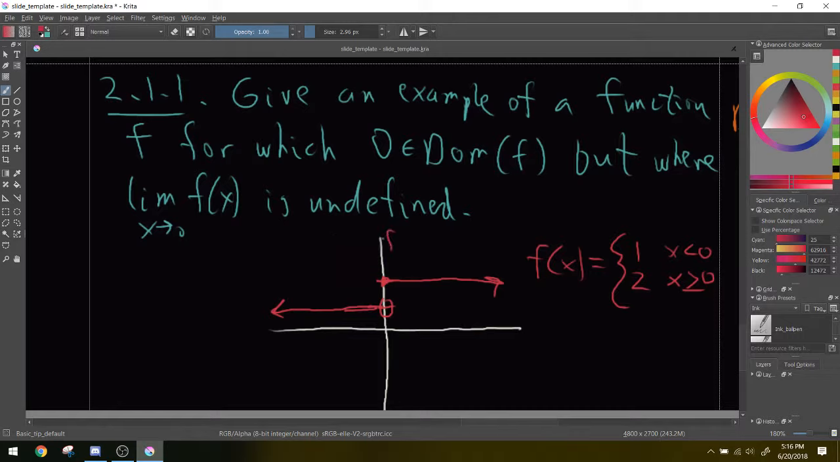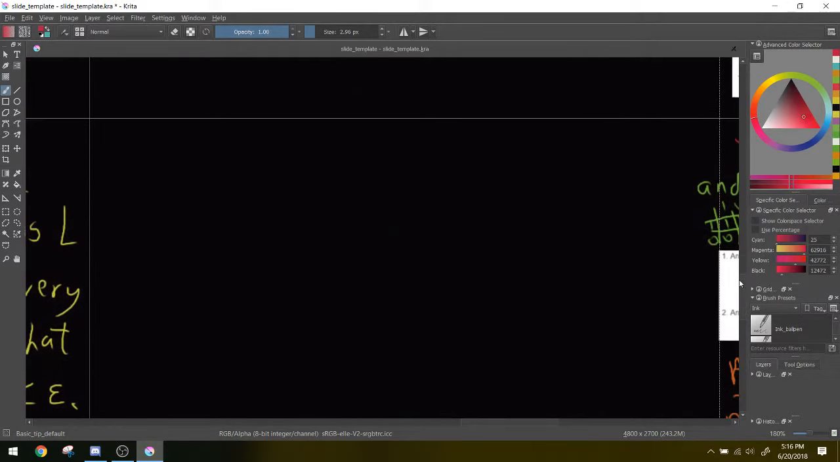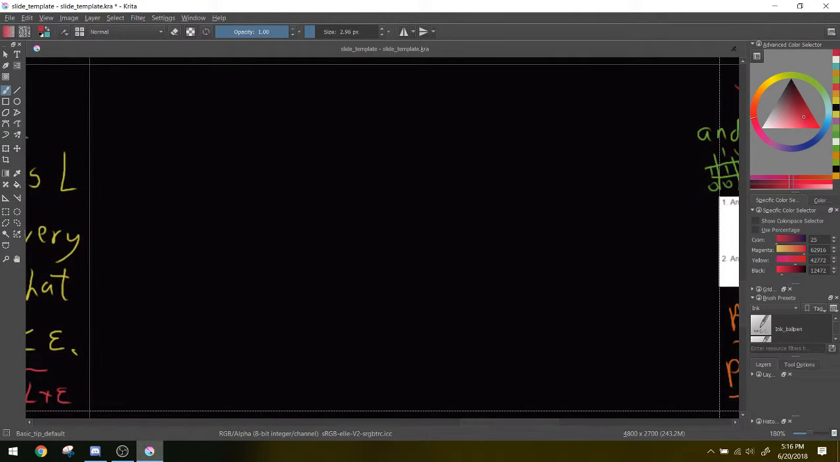That's good. The limit is undefined because as I get closer and closer to 0, the value of the function near 0 is not some constant. It does not approach some fixed number. It depends on whether you're on the left side or the right side. Good. Okay, let's move up and do one more.